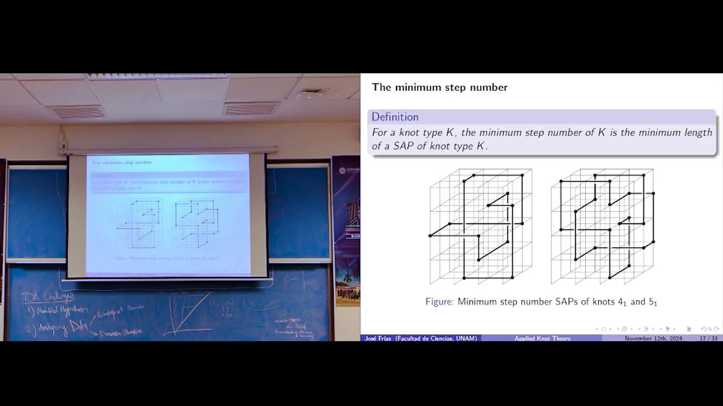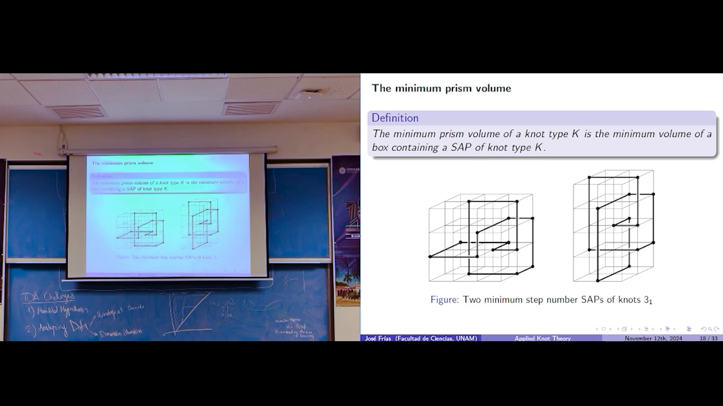So we can define the minimum step number of a knot as the minimum length of a self-avoiding polygon of a given knot type K. So here we have two representations for the knot 3_1. This one, I think, should have 30. The length of this curve should be 30. And in the case of the knot 4_1, it should be 34, I think. So it's difficult.